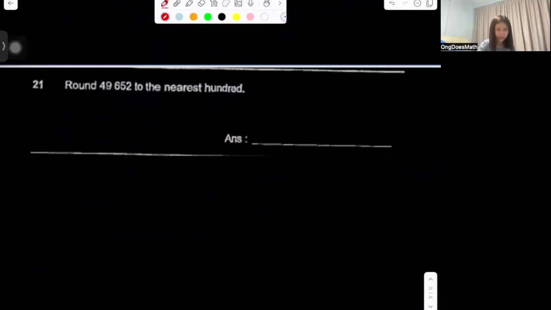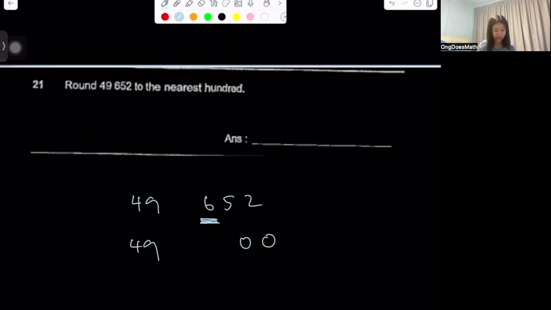Question 21. Round 49652 to the nearest 100. So let's write down 49652. And we underline the 100 space. So to the left of the 100 space, we keep. To the right, it's all zeros. So the only number we should concern ourselves with is the 100 space itself. So it can either be 6 or plus 1 becomes 7.